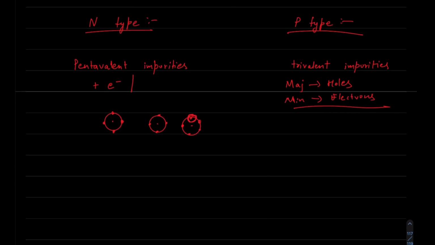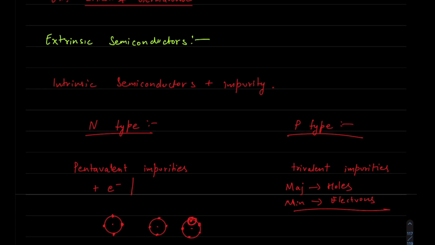So this is our whole concept of semiconductors: n-type, p-type, extrinsic and intrinsic semiconductors. You don't need to know much more than that, actually. So yeah, now we'll move on to the concept of the p-n junction.